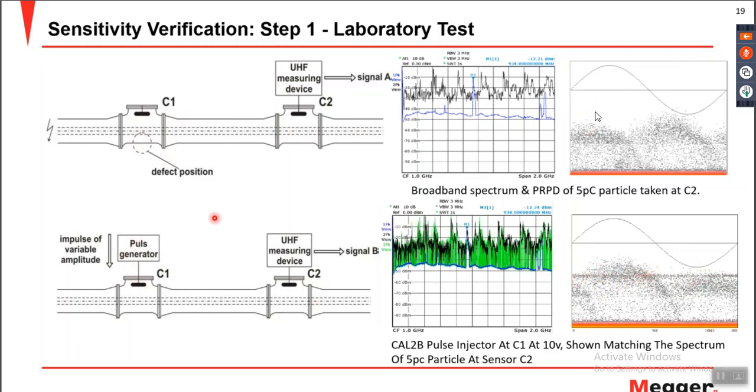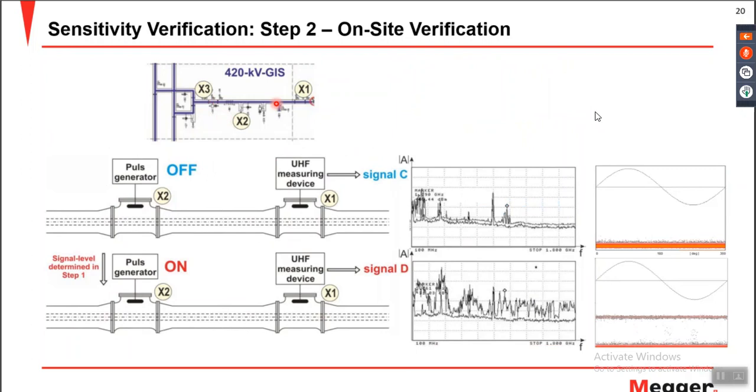So this is how you can understand the sensitivity verification at step 1 procedure. And once you define that we need 10 volts to perform the sensitivity verification, in step 2, whenever you are on site with the GIS, you can connect the same type of pulse generator which is used in step 1 procedure at one of the sensors of X2, and then you can connect your UHF measuring device on X1 or X3.